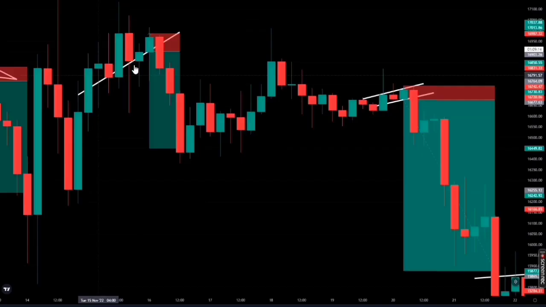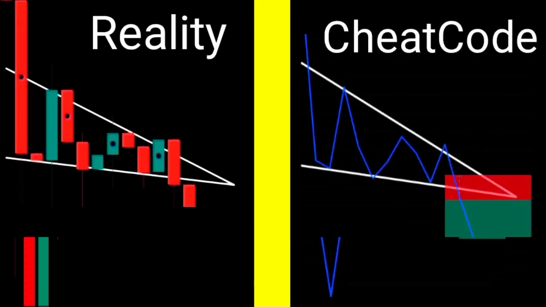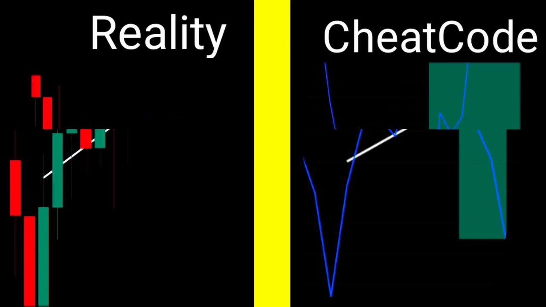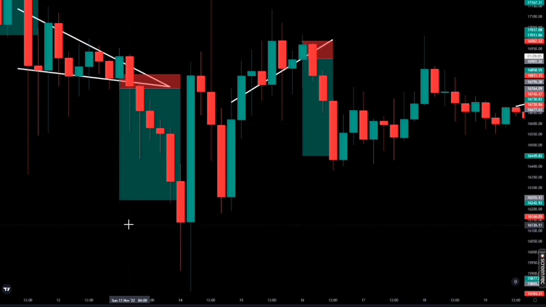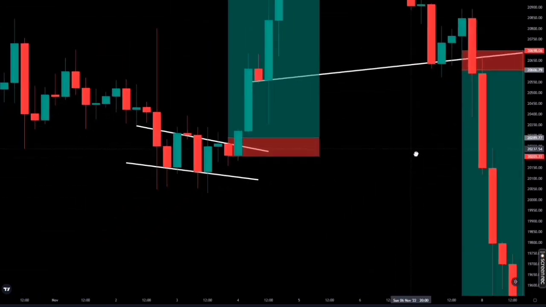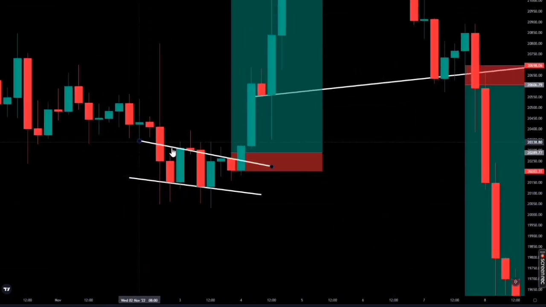So in this video I'm going to show you the cheat code to spot and trade any price action pattern in any price chart. If that sounds interesting to you, then definitely stick around to the end of this video, because I'm going to be showing you the cheat code to spot and trade any price action pattern you see on any price chart.